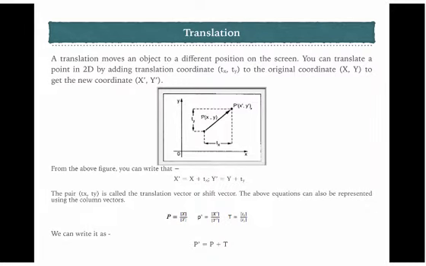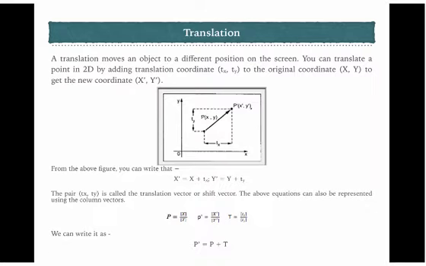Translation. A translation moves an object to a different position on the screen. You can translate a point in 2D by adding translation coordinate tx, ty to the original coordinate x, y to get the new coordinate x dash and y dash. From the figure given above, we can find the new coordinates x dash and y dash by adding the coordinates of the original point and the translation coordinate. The translation coordinate pair is called translation vector or shift vector.